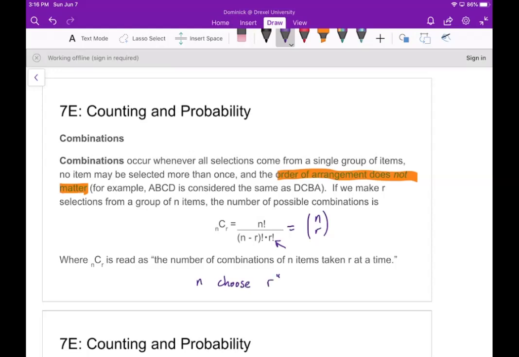Right? And again, I'll usually use this format to present the answer. All right, but it just means this right here, n factorial over n minus r factorial times r factorial.